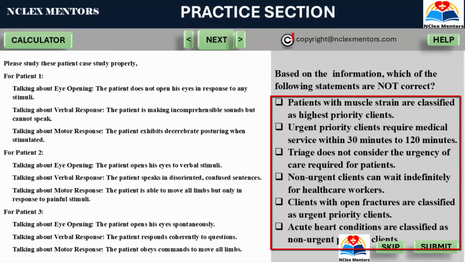Option A, patients with muscle strain are classified as highest priority clients. Option B, urgent priority clients require medical service within 30 minutes to 120 minutes. Option C, triage does not consider the urgency of care required for patients. Option D, non-urgent clients can wait indefinitely for healthcare workers. Option E, clients with open fractures are classified as urgent priority clients. Option F, acute heart conditions are classified as non-urgent priority clients.